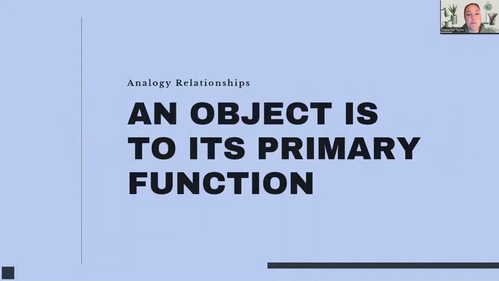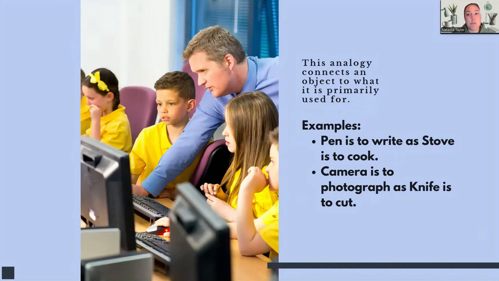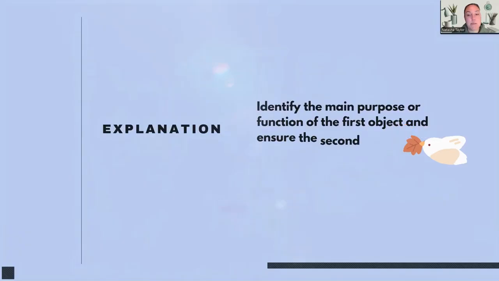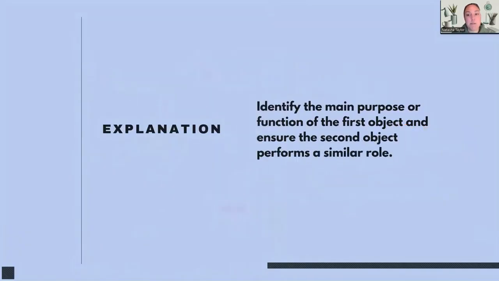Analogy relationships. An object is to its primary function. This analogy connects an object to what it is primarily used for. Examples: pen is to write as stove is to cook. Camera is to photograph as knife is to cut. Explanation: identify the main purpose or function of the first object and ensure the second object performs a similar role.